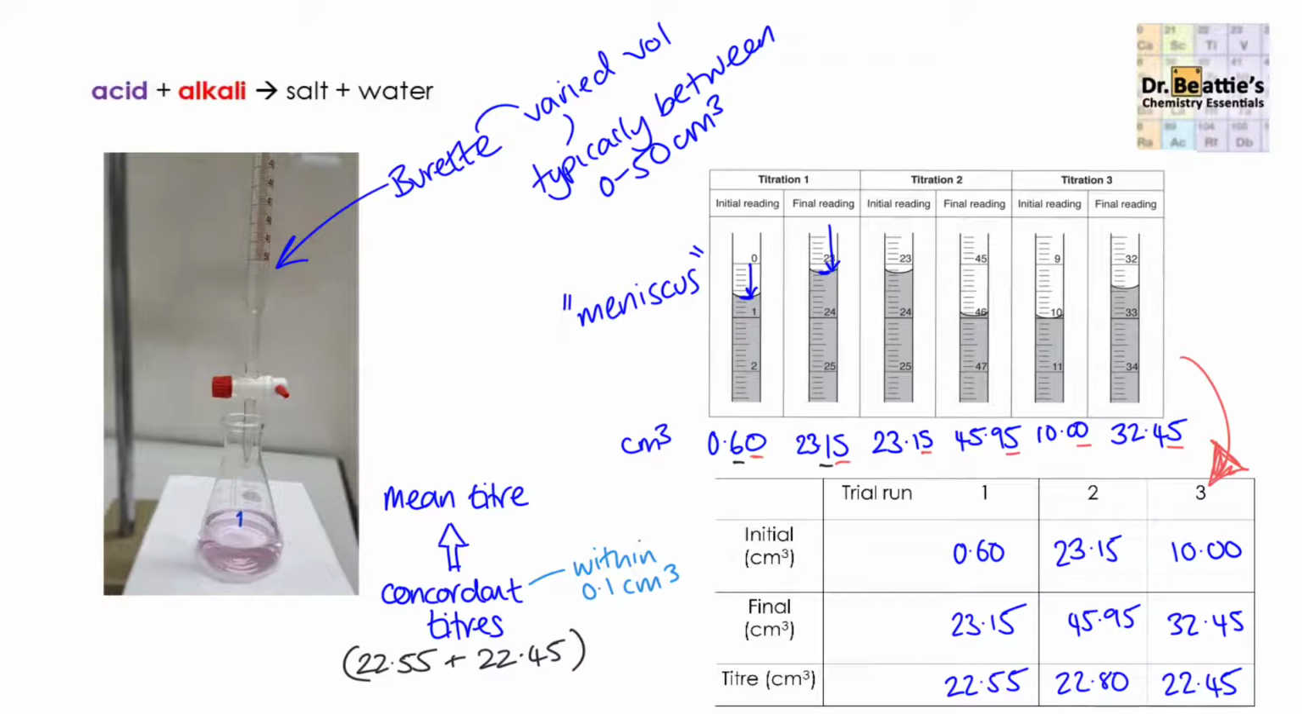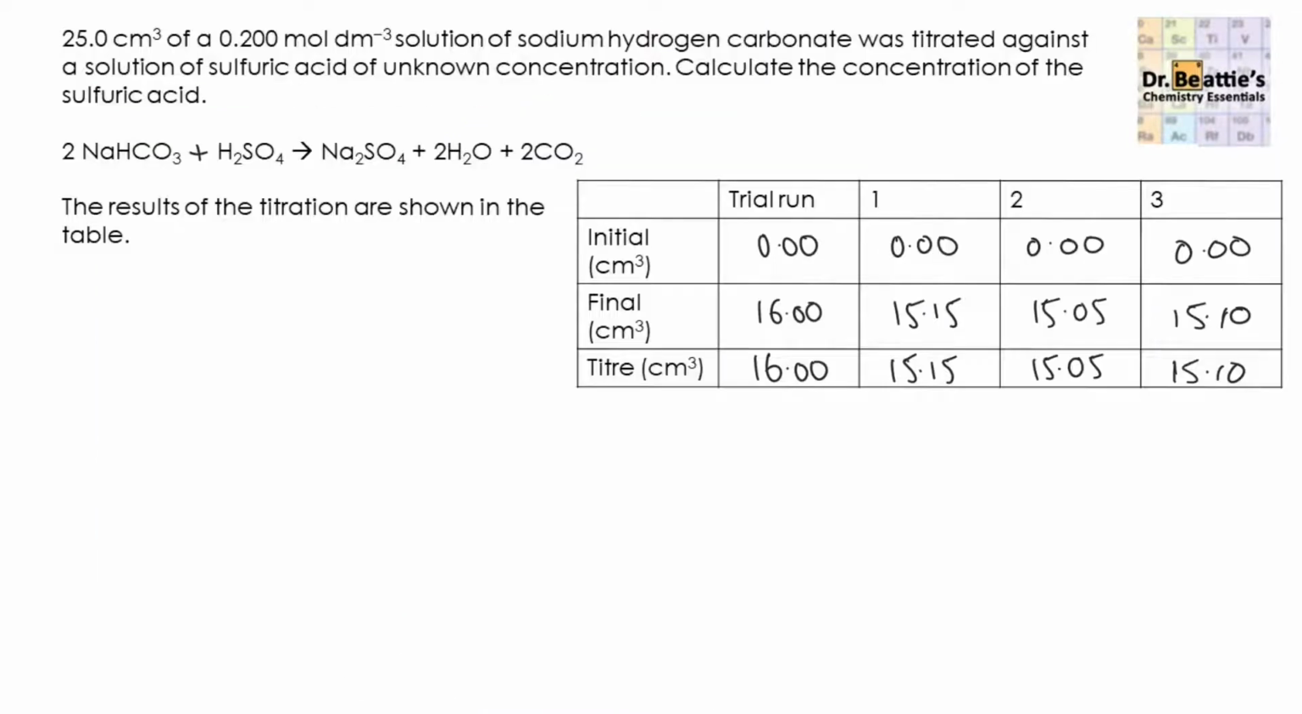Take those values and divide by the number of readings that are concordant. That will give you your mean titre that you would use in calculations for the volume you added to neutralise. It's important when carrying out a PAG or looking at an exam question that you are looking for concordant titres within 0.1 centimetre cubed.